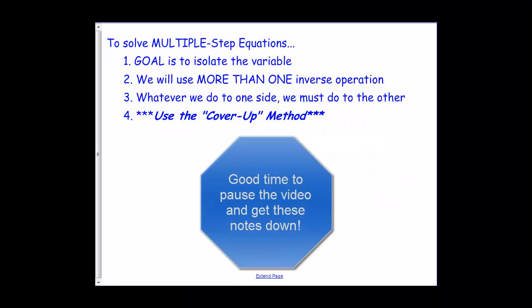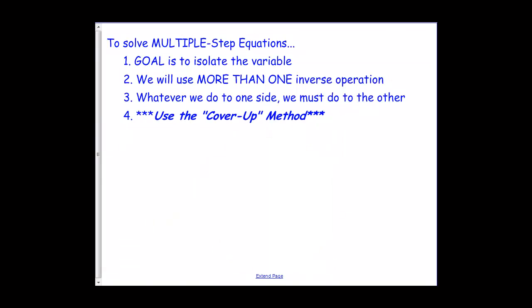Our goal is to isolate the variable on one side of the equation. How we're going to do that is we're going to use more than one inverse operation. Because they're multiple step equations, it's going to involve multiple inverse operations. And then the other key is whatever we do to one side, we must do to the other. All of that is a refresher for you, and hopefully you remember the idea of multiple step equations. We use the cover-up method, and this first example is going to go over that again, sparking our background knowledge, and we'll be good to go. So we'll jump into the examples, keeping those ideas in mind.